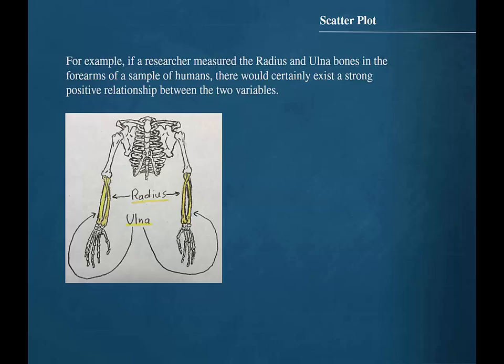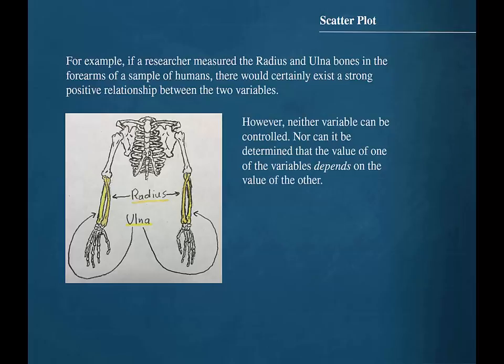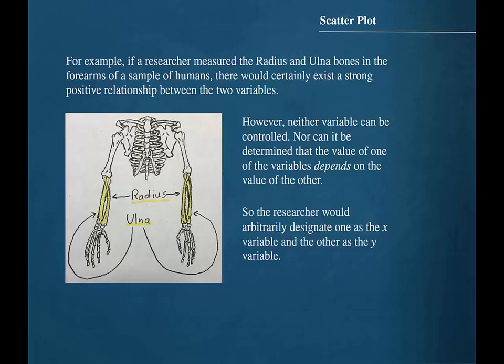For example, if a researcher measured the radius and ulna bones in the forearms of a sample of humans, there would certainly exist a strong positive relationship between the two variables. However, neither variable can be controlled, nor can it be determined that the value of one of the variables depends on the value of the other. So the researcher would arbitrarily designate one as the X variable and the other as the Y variable.